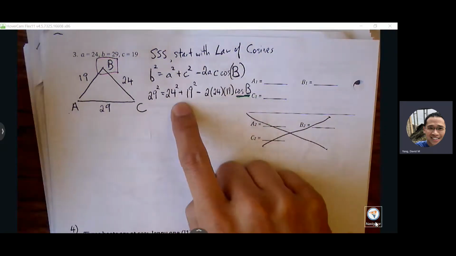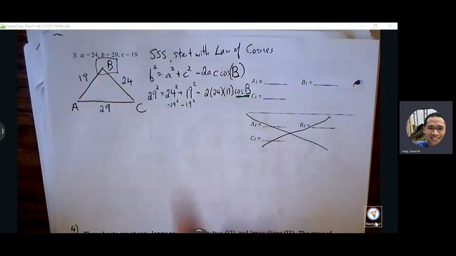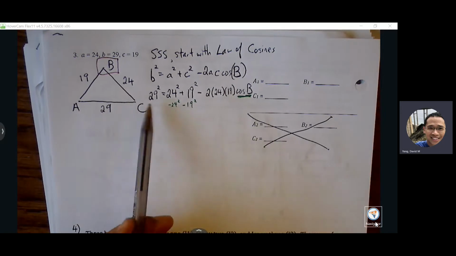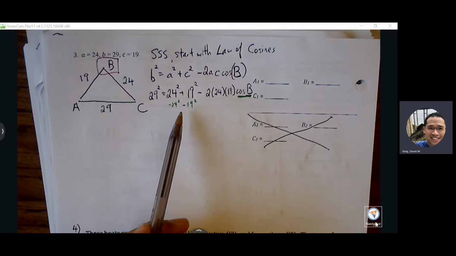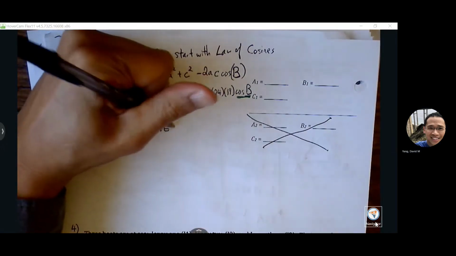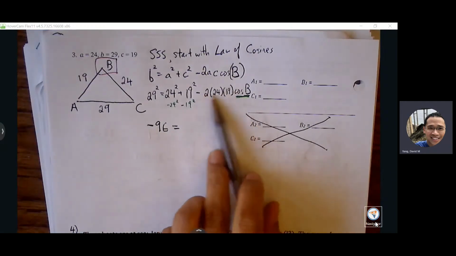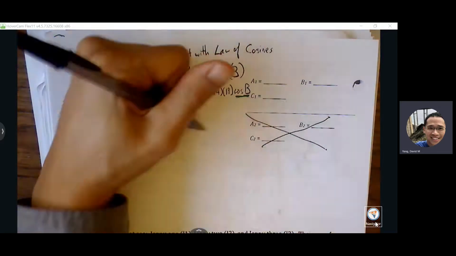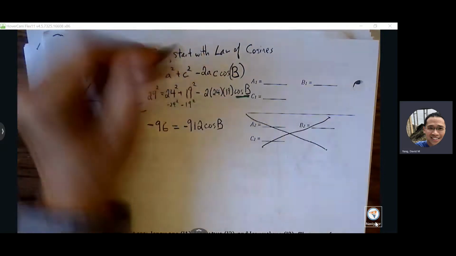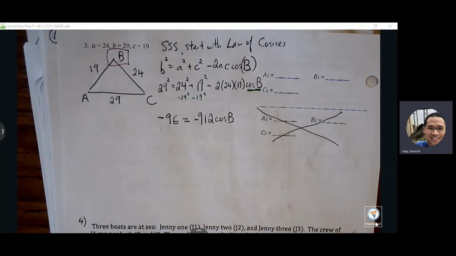Okay, so first things first, I'm going to subtract that 24 squared, move it over to the left side. So 29 squared minus 24 squared minus 19 squared. That's going to get me all the way down to negative 96. Here, negative 2 times 24 times 19. That's going to multiply out to be negative 912. Divide both sides. Okay, now any questions here?